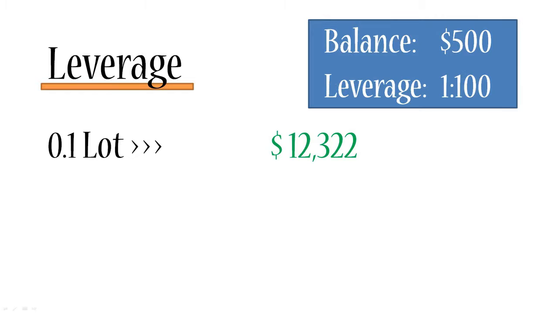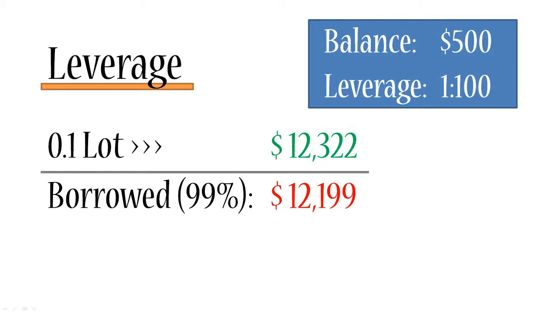Obviously, your balance is insufficient at this stage. But with leverage, if your leverage is 1 to 100, then your broker will actually only require you to have 1% of that money, and the broker will lend you 99% of the required amount. So in this case, your broker will lend you $12,199. So you're borrowing 99% of this required amount.